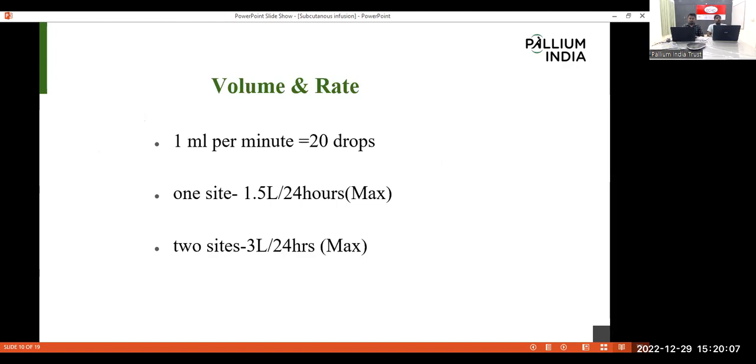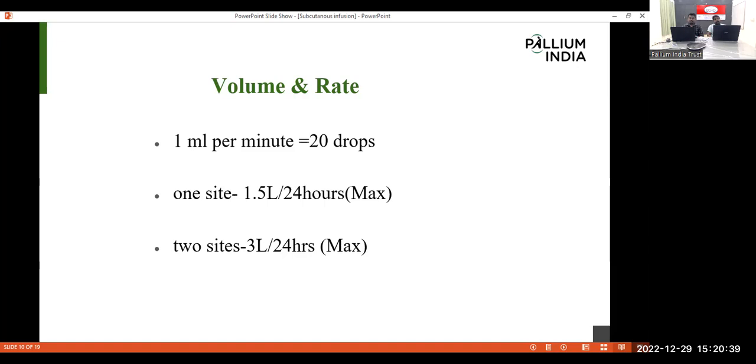While giving the subcutaneous injection or infusion, we need to maintain the volume and rate, or otherwise it will be painful for the patient. If we are giving any bolus type of injection, we can give 1 ml per minute. That speed we need to maintain. For any infusion or drip, 20 drops per minute. In 1 minute, only 1 ml or 20 drops we can give.